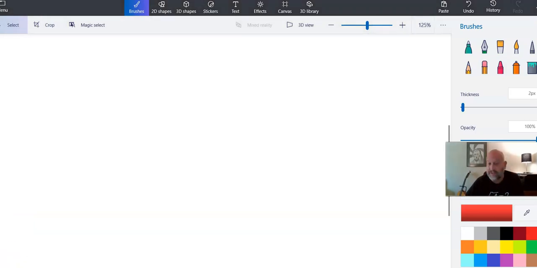Okay, so let's test ourselves here. Let's see what we can do. I'm going to give you a function. I want you to graph it and find its domain and range.